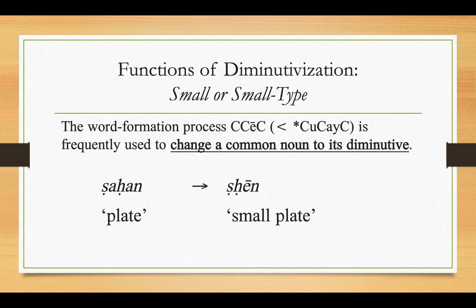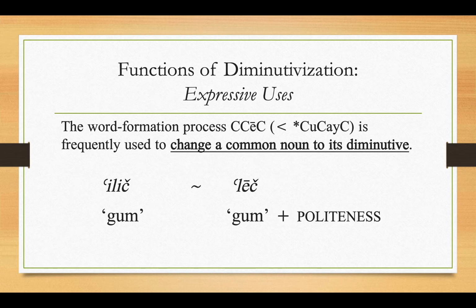I'm going to give a quick overview of some functions of the diminutive. So, sahan, which could be a dinner plate, becomes sahain, which might be a dessert plate, so a smaller plate, a small type of plate.